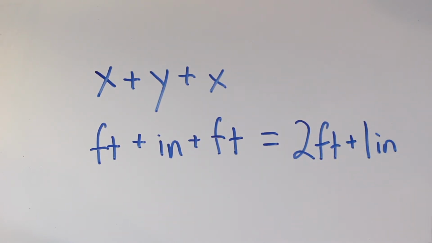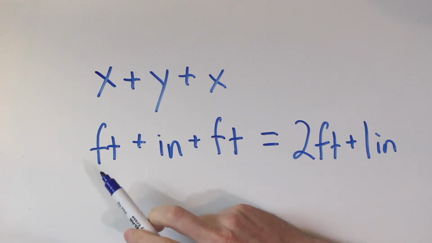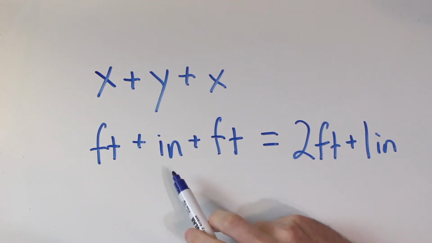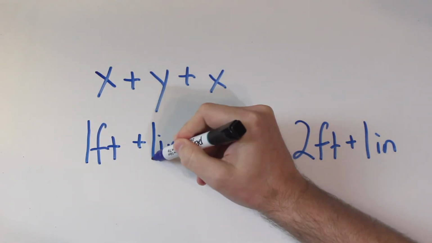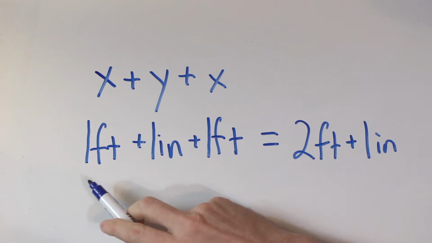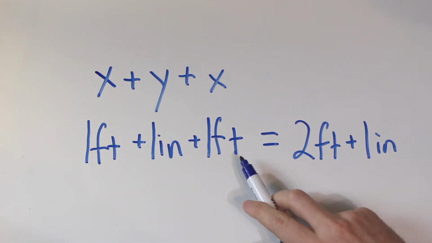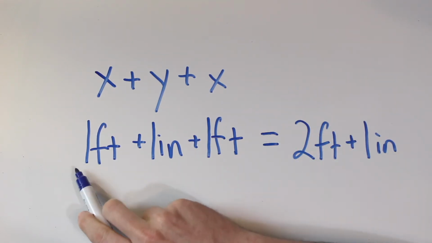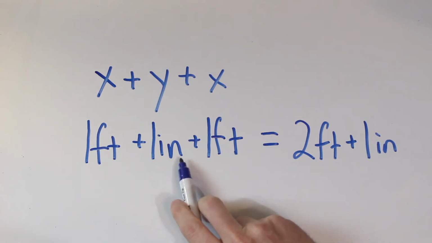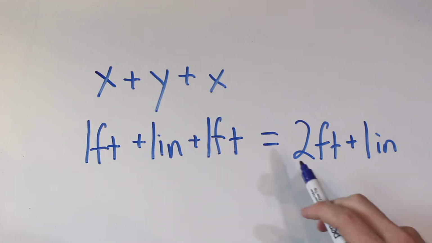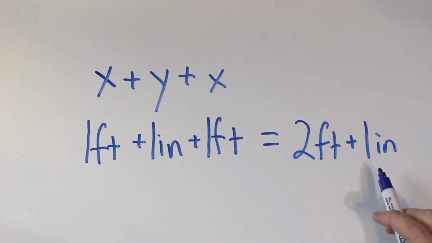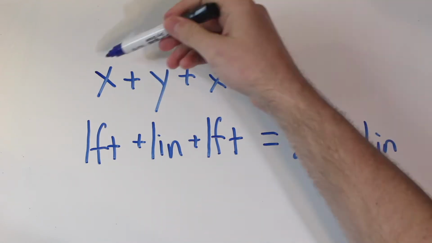Something to notice here is that simply saying a foot or an inch is the same thing as saying 1 foot or 1 inch. A foot plus an inch plus a foot is the same thing as saying 1 foot plus 1 inch plus 1 foot, which is why our answer is 2 feet and 1 inch. Let's apply this to our problem.